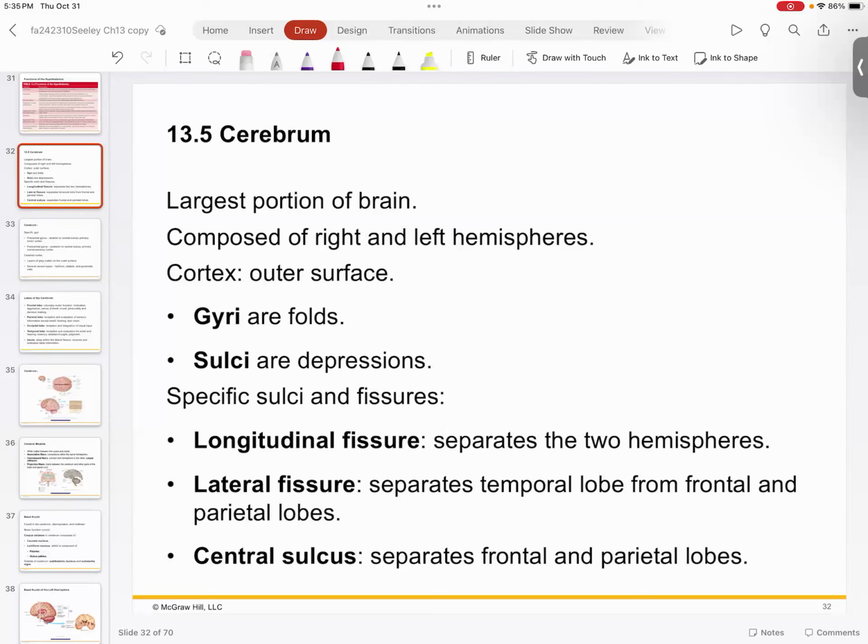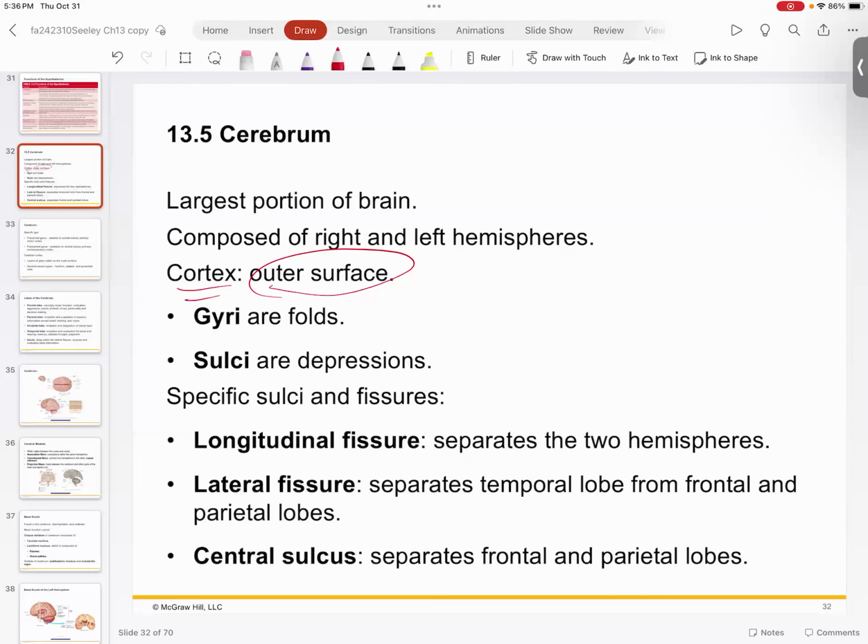The first thing we need to understand is the structure of that particular area of the cerebrum. This is going to be a big piece of our brain, the largest portion of our brain. It's divided into two halves, kind of like the thalamus was. So you have right and left hemispheres, and you also have an inner and an outer region. The cerebral cortex is essentially the outer surface.